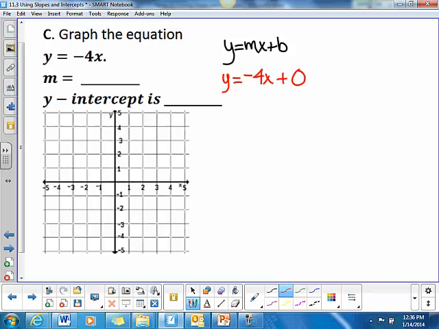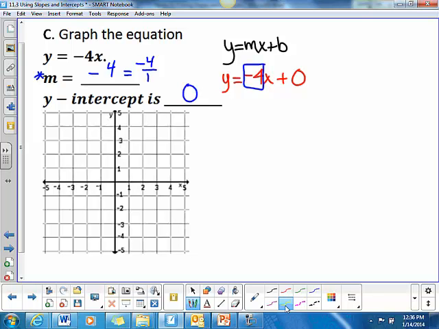Plus 0. So let's see. I know that my slope is the number attached to the x term. So my slope is -4, which is the same thing as -4 over 1. And I'll explain in a minute why we do that. And then my y-intercept is 0.